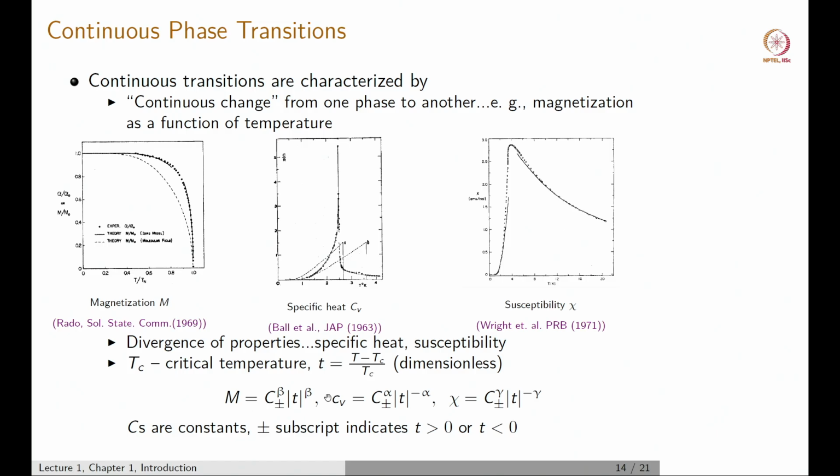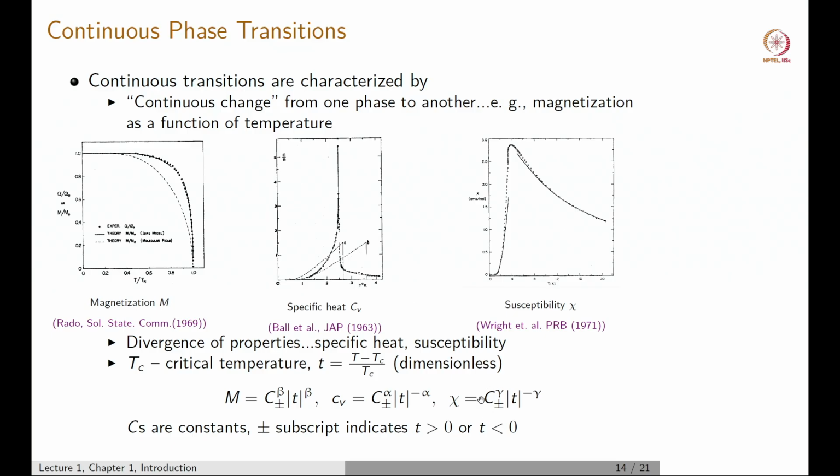So for example, if I look at the specific heat, it goes as a constant C_alpha. C_alpha is a notation to say that that's the constant associated with the specific heat, times |t| exponentiated with an exponent minus alpha. This is the convention. So for example, alpha in this case would be some positive number showing that there is a divergence.